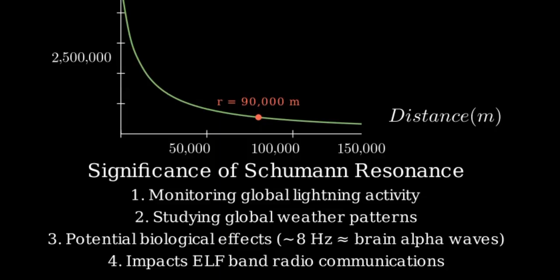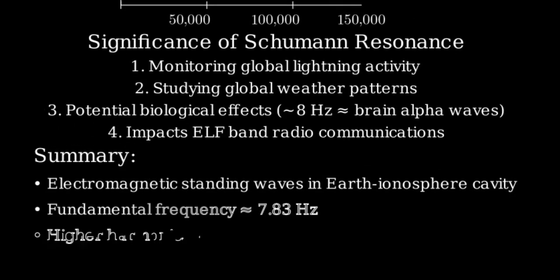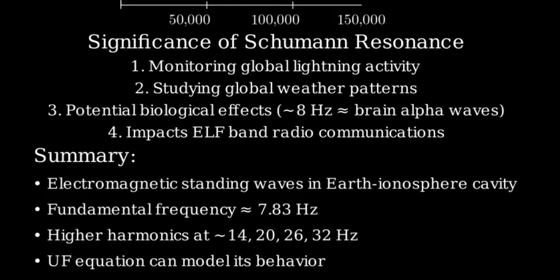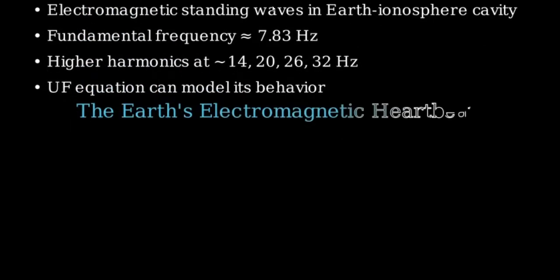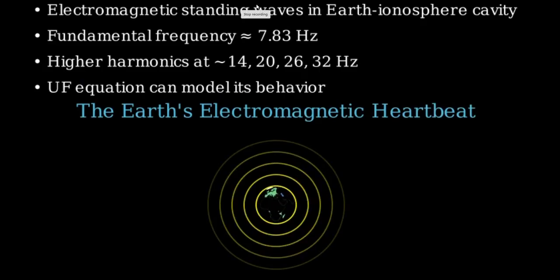To summarize what we've learned about the Schumann resonance, the Schumann resonance is a set of electromagnetic standing waves in the Earth ionosphere cavity. The fundamental frequency is approximately 7.83 Hz, with higher harmonics at approximately 14, 20, 26, and 32 Hz. We can model aspects of the resonance using the UF equation, which relates frequency, medium properties, and distance. The Schumann resonance represents a fascinating example of natural resonance phenomena, showing how the Earth's atmosphere acts as a giant electromagnetic resonator. Thank you for watching this video on the Schumann resonance.